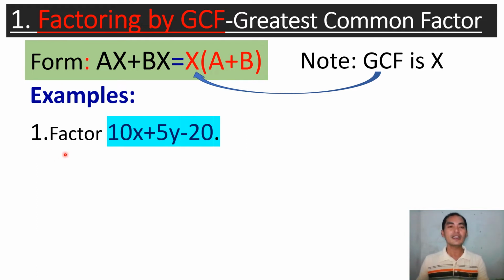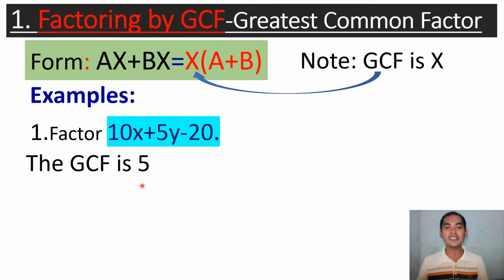Examples. If you factor the algebraic expression or polynomial 10x plus 5y minus 20, this is a trinomial because there are three terms. This is the trinomial or the terms 10x, 5y, and negative 20, common yung 5. Therefore, the GCF is 5. How to factor this polynomial expression by GCF? First, you will write first 5 as the first factor. Second, you make now a parenthesis for the second factor.